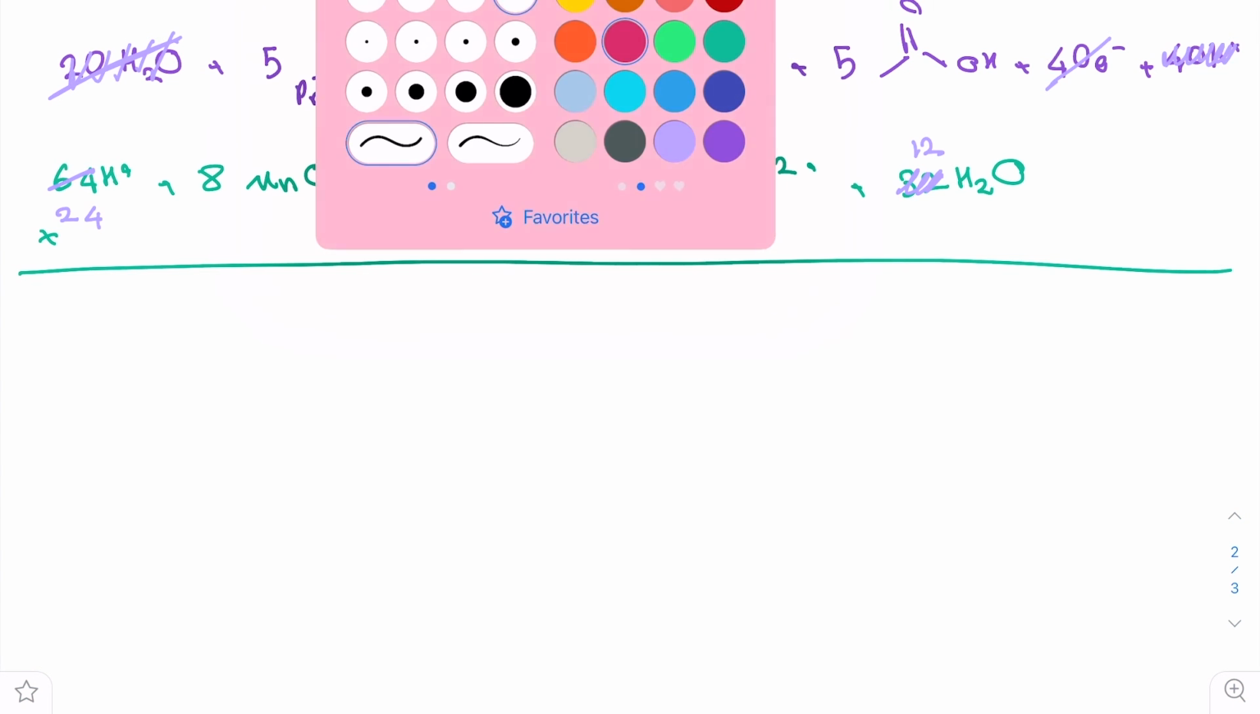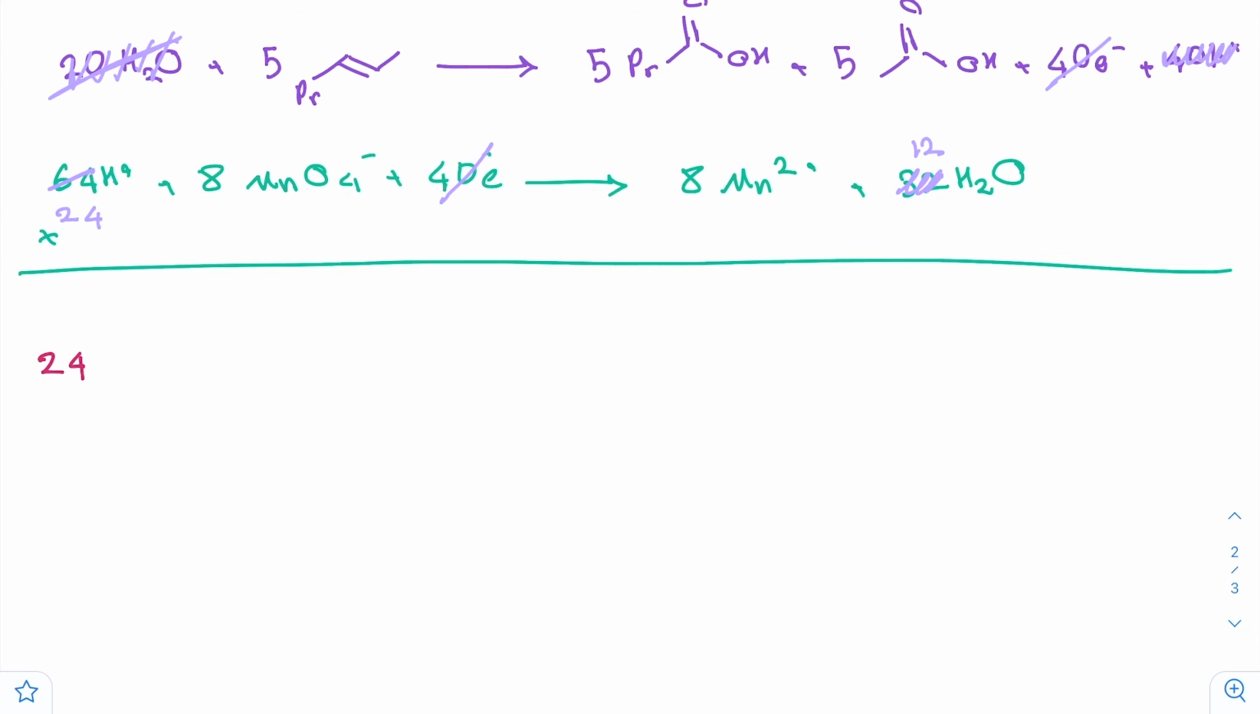Alright, great. So let's add these two. So I'm going to have 24 H pluses plus 5 of my alkene plus 8 MnO4 minuses going to 8 Mn2 pluses.